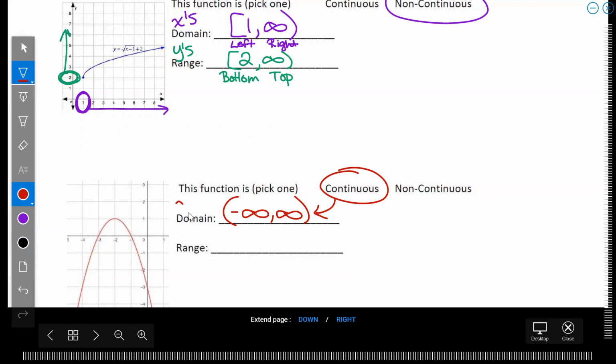Then I want my range. Again, that goes with my y's. What's the lowest this graph ever goes? Positive or negative infinity if we're talking about the bottom? Negative infinity. What's the highest the graph ever goes? 1. Can you get up to the top of this parabola with your pencil and touch it? Yes. So would I put a parenthesis or a bracket? Bracket.